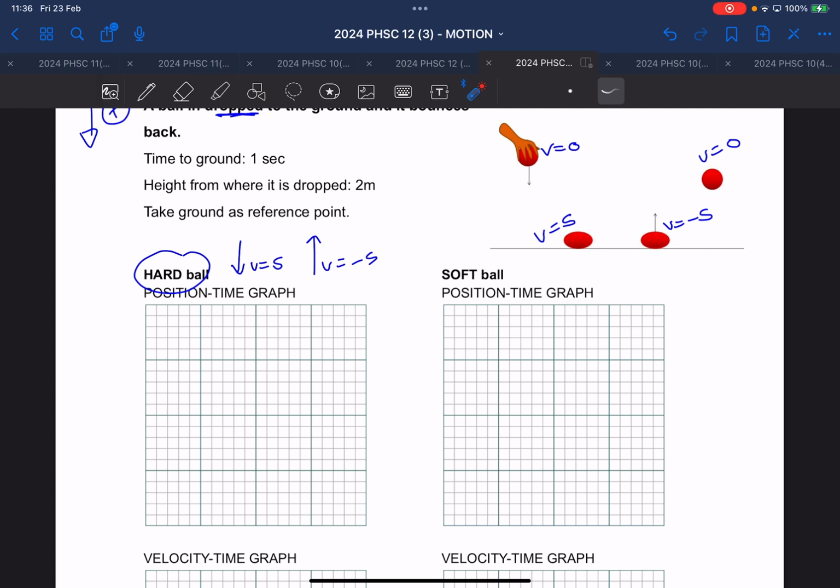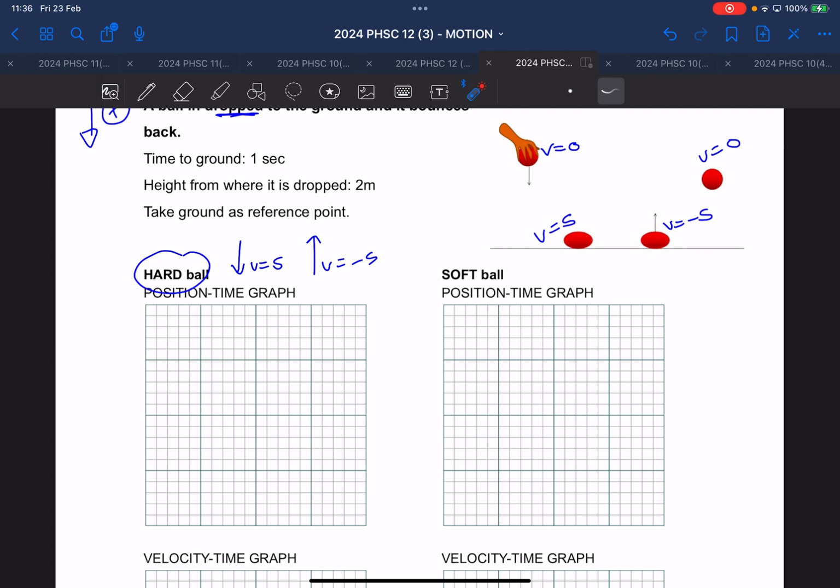So when it goes down like that, it goes in which direction? The positive direction. And the ground is the reference point, meaning the ground is our 0. So it's gonna be like this. Yeah. But it doesn't start at the ground. It doesn't start at our reference point. So it goes to the ground, to the 0, and it goes up. So we start at the negative.